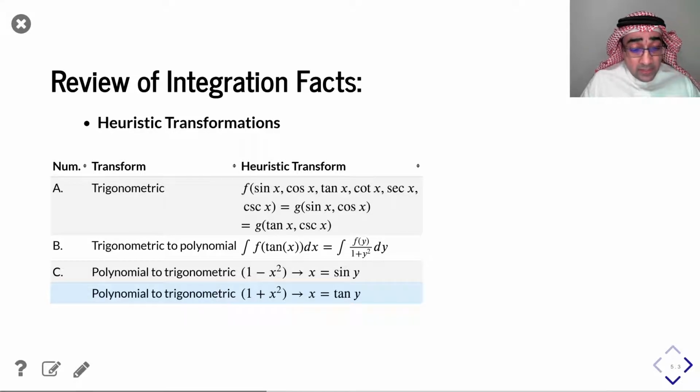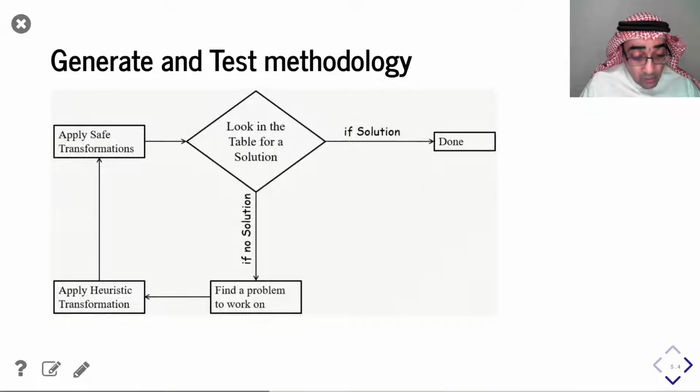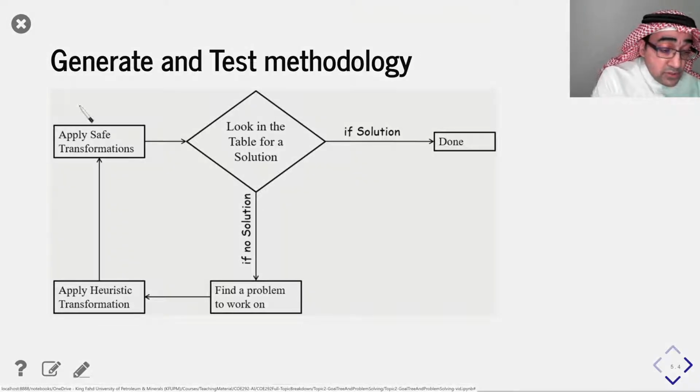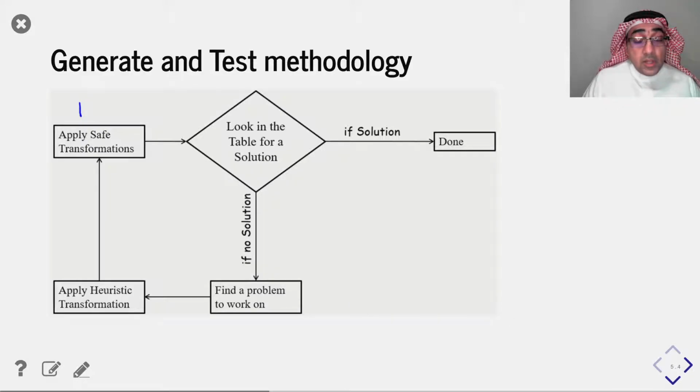So given all of these, let's start the integration process. How are we going to be looking at the integration? We'll use something called the generate and test methodology. In the generate and test methodology, number one, we will apply a safe transform. We will look at our equation and look for a safe transform that we can apply on it. If we can, we are going to apply it because that is guaranteed to reduce my problem.